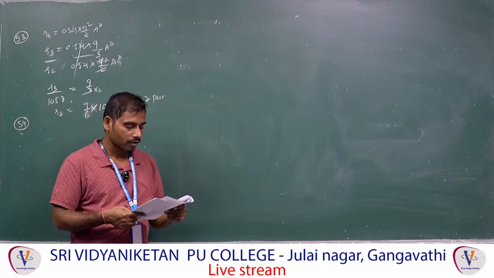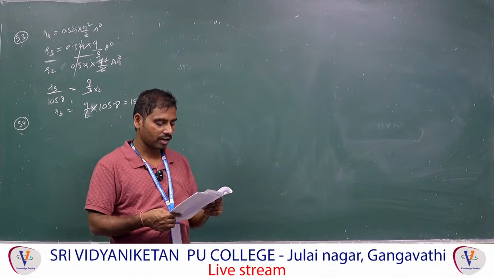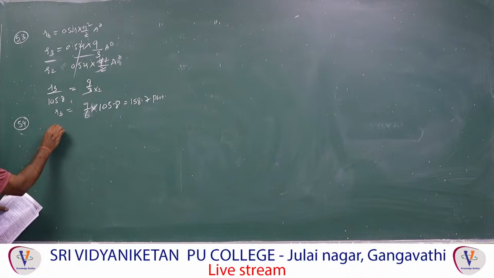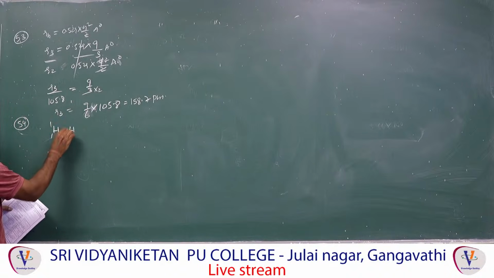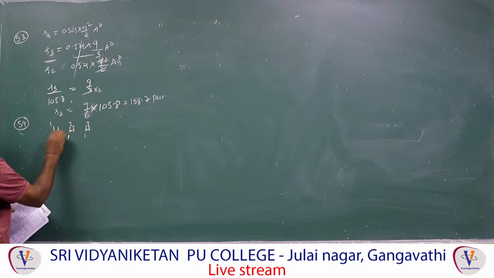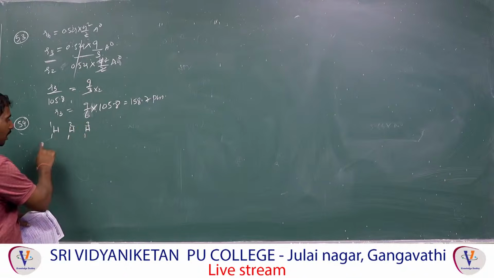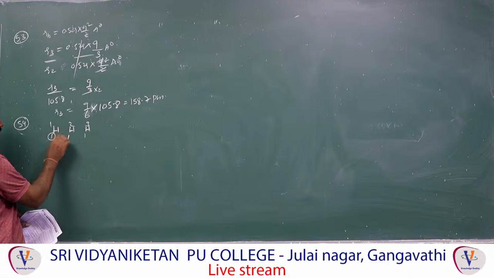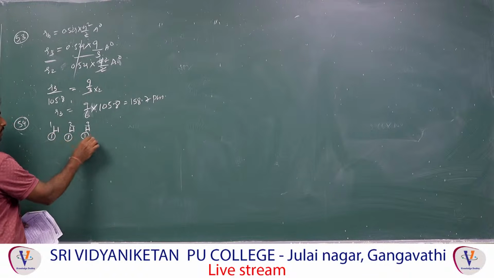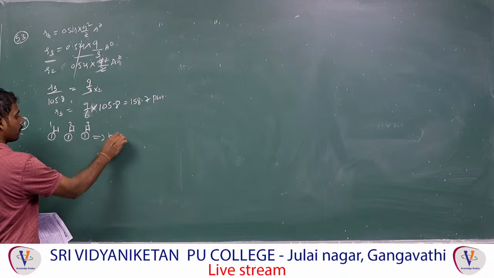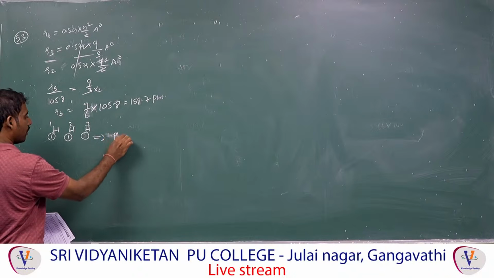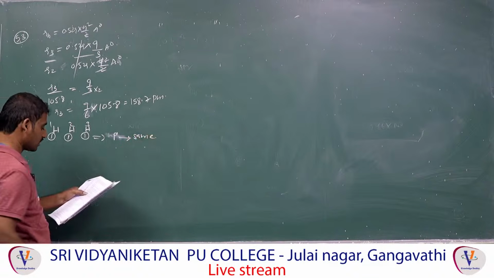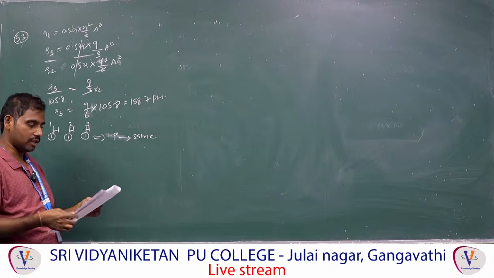Next point, all the isotopes of given elements show the same chemical property. That is also correct. Isotopes H1, H2, H3 are called hydrogen isotopes. The atomic number is the same but the mass number is different. Same atomic number means the number of protons will be the same. Protons are the same, so they will exhibit the same chemical properties.